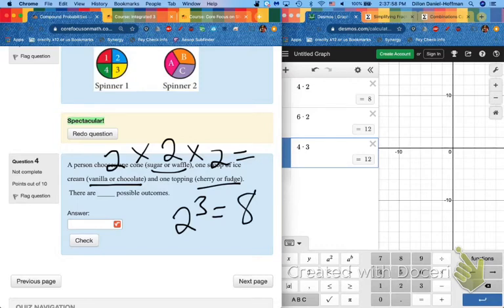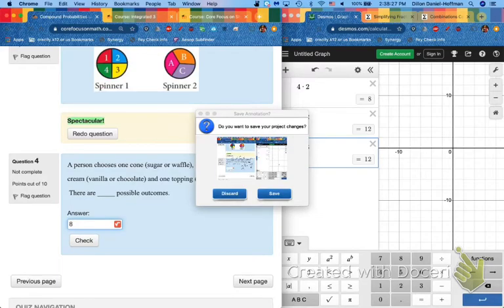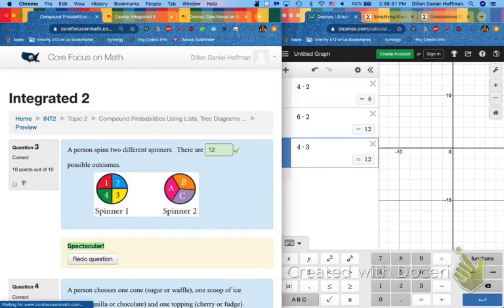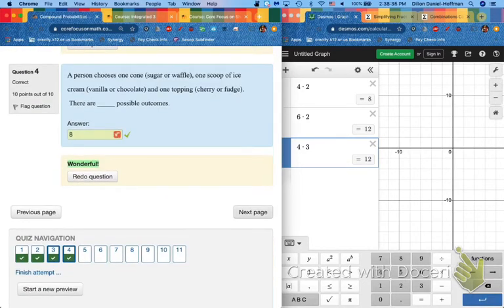2 times 2 times 2, 2 to the third power, or 8. For you, again, just multiply all 3 numbers that you have in each of your examples of dessert categories, and you'll get your answer.